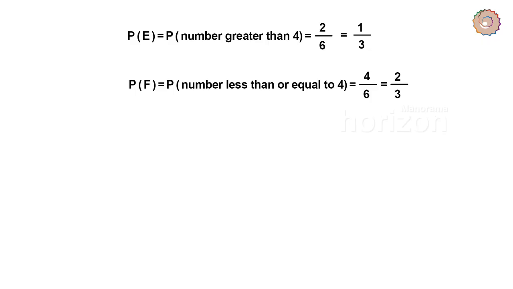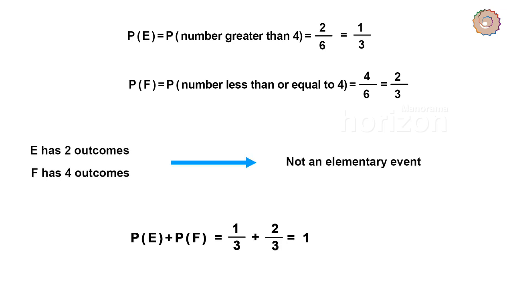Are the events E and F in the example above elementary events? No, they are not, because the event E has 2 outcomes and the event F has 4 outcomes. That is, P of E plus P of F is equal to 1 divided by 3 plus 2 divided by 3, which is equal to 1, where E is the event getting a number greater than 4 and F is the event getting a number less than or equal to 4.